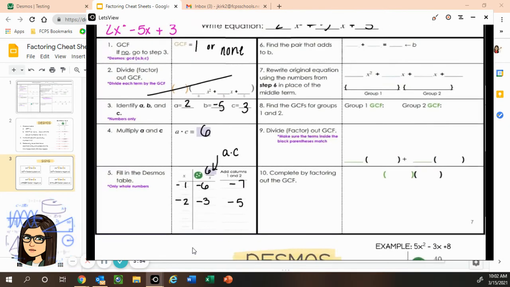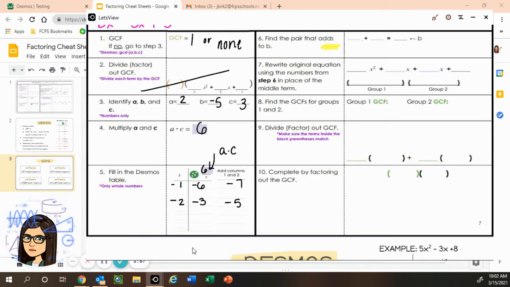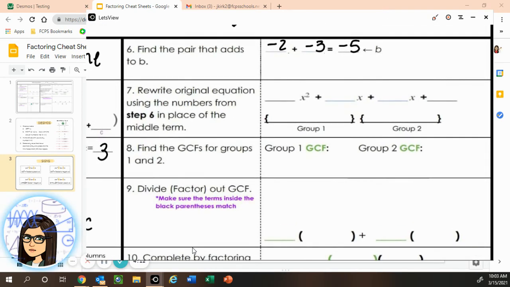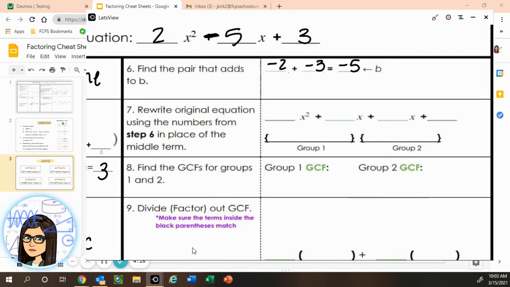Now step 6, we want to find the pair that adds up to B. Remember, B was -5. So we look at our table. Ooh, beautiful. -2 and -3 are that pair that we want. So for number 7, we're rewriting our equation using our numbers. Our expression was 2x squared minus 5x plus 3. That 2 in front of that x squared stays the same. Our constant at the end stays the same. What we are doing is splitting up this -5 with these pairs that we just found. So -2x and a -3x.